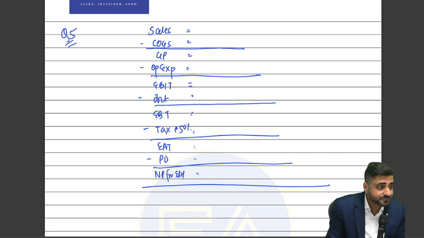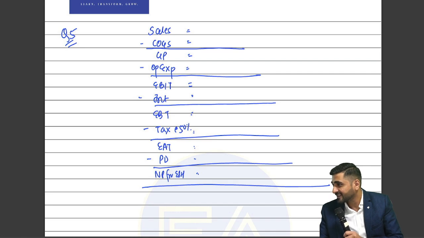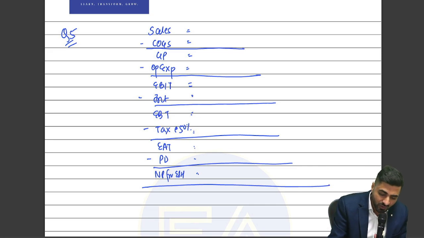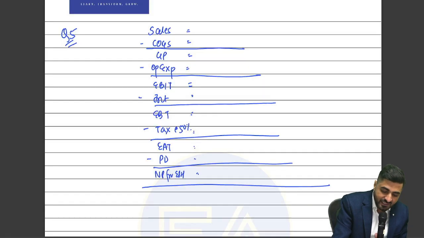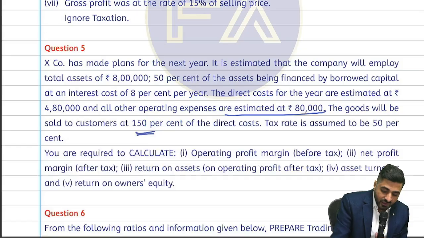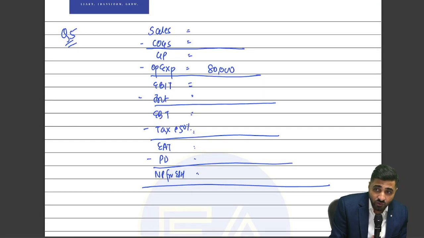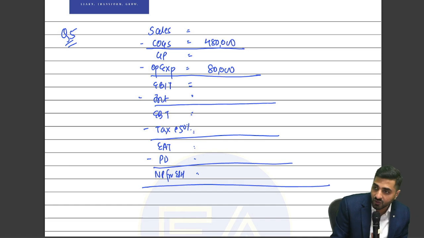Now tell me one thing. You have all the other operating expenses as 80,000. So can I say operating expenses 80,000? Then do you have your direct costs which are estimated at 4,80,000? Now direct cost, as I told you, it's nothing but part of your COGS. That will be 4,80,000.